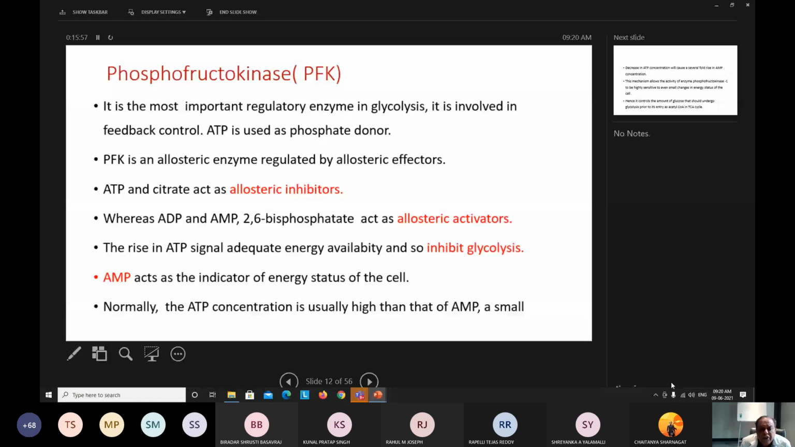It is an important regulatory enzyme and it is involved in feedback control. ATP is the phosphate donor. So here, I will just move to the next slide and come back here.